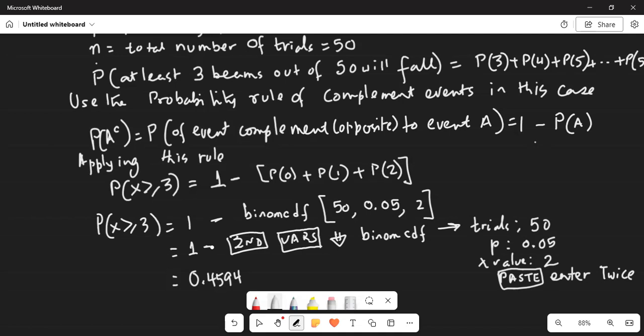I will stop here today. The important hint or tip I wanted to give you is to use this shortcut in doing this calculation. That will make life much easier.